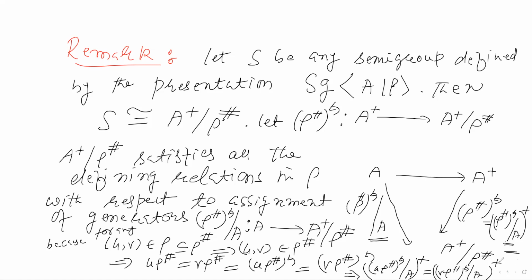So this is a very important remark as far as our semigroup presentations are concerned, because suppose you have a semigroup S which has the presentation angle bracket A, rho, then this A plus over rho sharp satisfies all the defining relations in rho with respect to this assignment of generators, this map. So now we have a proposition.